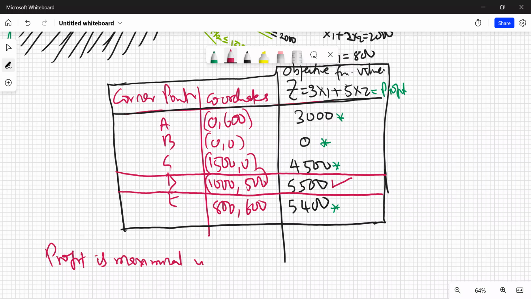Okay, so here I'm assuming that this is a product, and this is the other product. So if you produce 1000 units of the first product and 500 units of the other product, that's when you will maximize profit. And the maximum profit will be 5500. That is the solution to that LP model or LP problem.